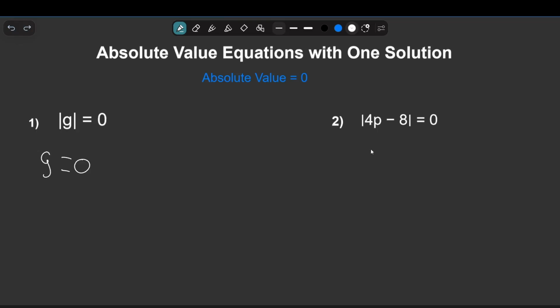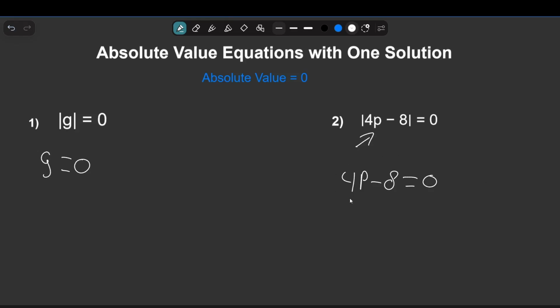Now let's go over to the second example. For the second example, we're going to have to do a few steps. To do these steps, we're going to start with solving this. So again, our absolute value is 0, so we're going to end up with one solution. It should be pretty easy to get that one solution. Let's start by solving this. To solve this, we're going to write it down again without the absolute value, like this: 4p minus 8 equals 0. So we have to solve this.